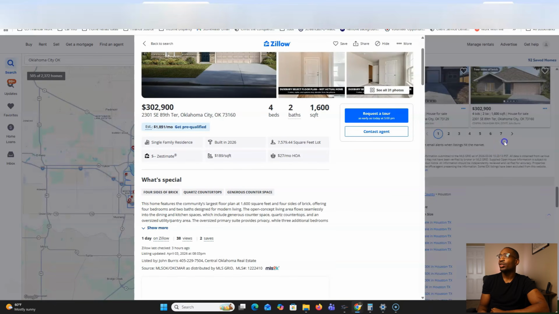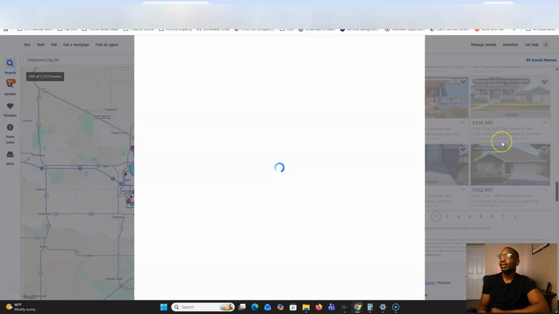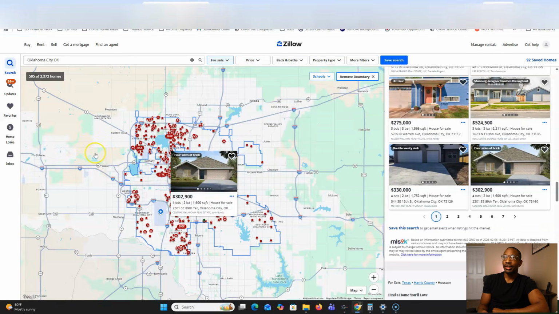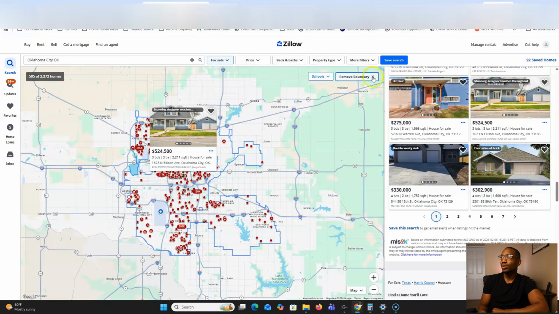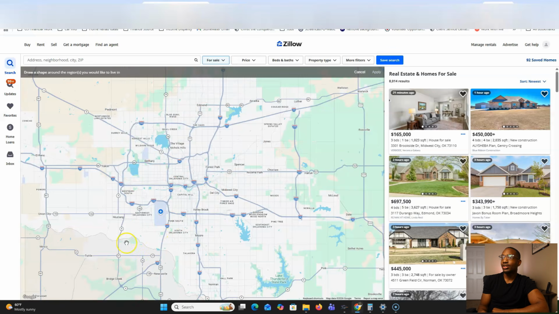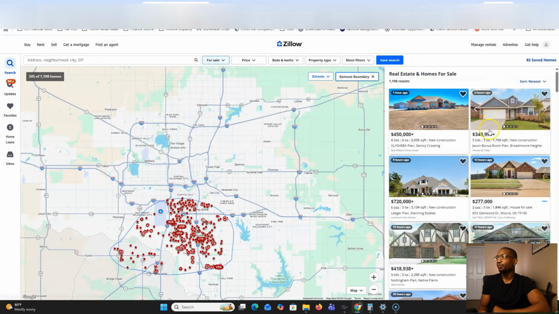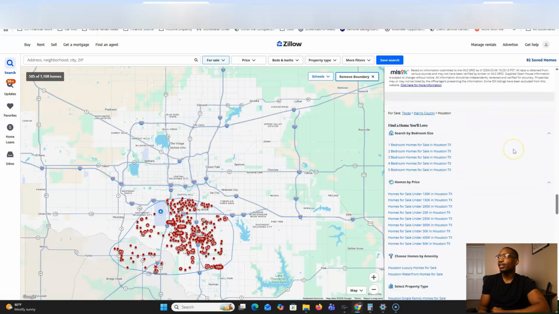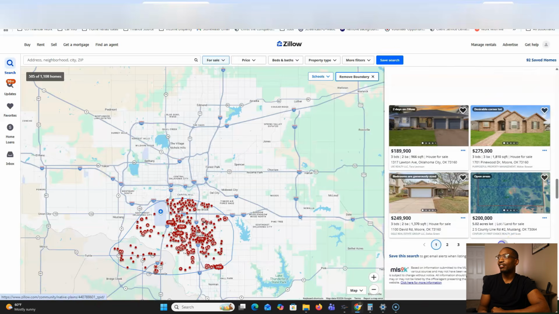And so to do that, what I'll do is I'll just section off a part so we can see some super old listings. And so from here, I'm going to remove boundary. And then I'm going to draw. I'm just going to draw around here. Now, you all might be saying, hey, this is the hood, man. No one wants to buy there. I don't know Oklahoma City. So I still filter it by newest. And then what I'm going to do, I'm going to go to the 7th page.